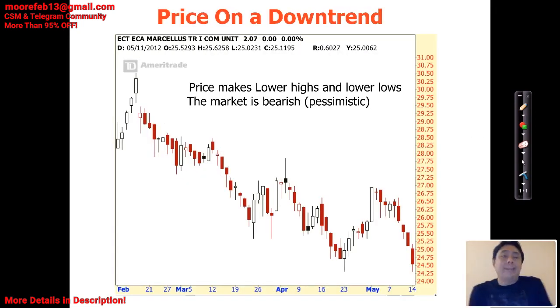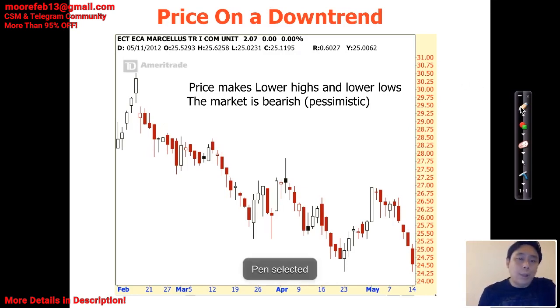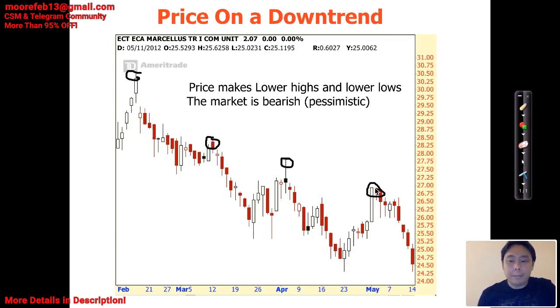Let's take a closer look at downtrends. A downtrend happens when price is making lower highs and lower lows. You can see this is a very clear downtrend on ECT. Over this period, you can see the highs over here. These are the highs. So once again, price is making lower highs and lower lows, like so. So that's a really clear downtrend.